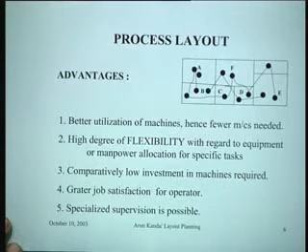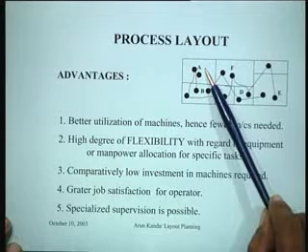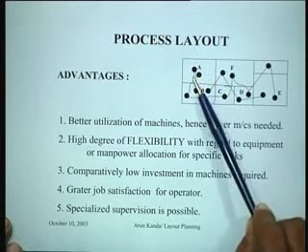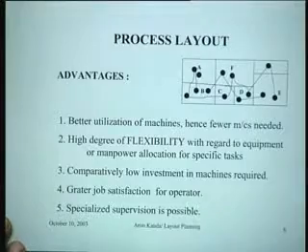Why specialized supervision? Because the supervisor for the lathe section may have spent 10 years in the lathe section and become a supervisor, and he now knows the ins and outs of all the machines which are there in this particular shop. Whereas if you talk about a product layout on a line, there are different machines manufactured by different manufacturers and having different features. It is impossible for one particular individual to be an expert of all those machines. So the kind of supervision that he would be able to give is only general and not specialized.